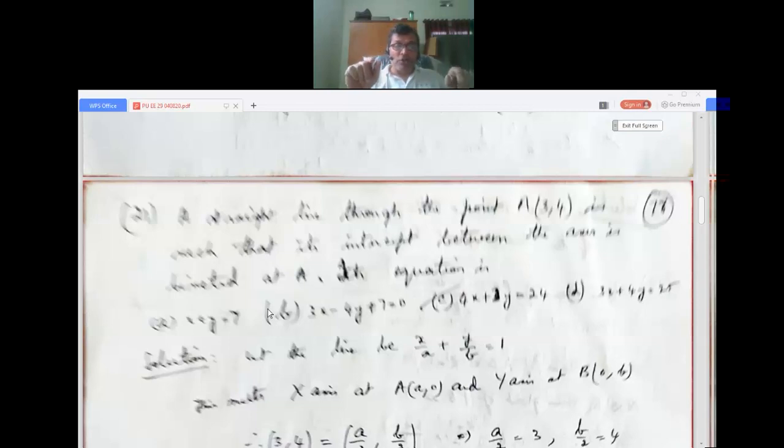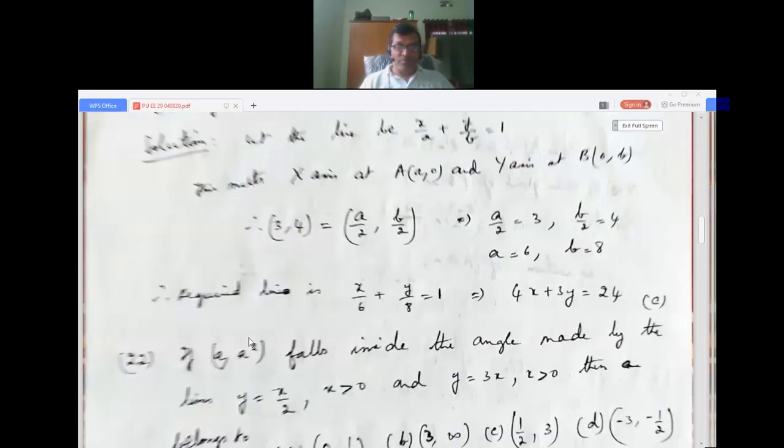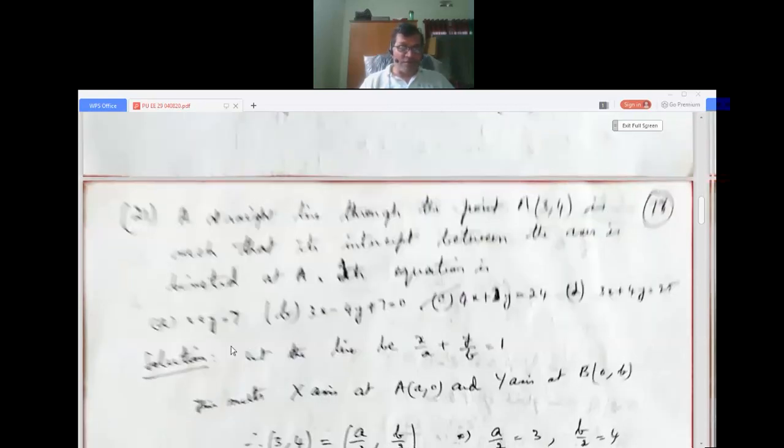A straight line through the point A 3 comma 4 is such that its intercept between the axes is bisected at A. Its equation is: x plus y equals 7, 3x minus 4y plus 7 equals 0, 4x plus 3y equals 24, and 3x plus 4y equals 25.